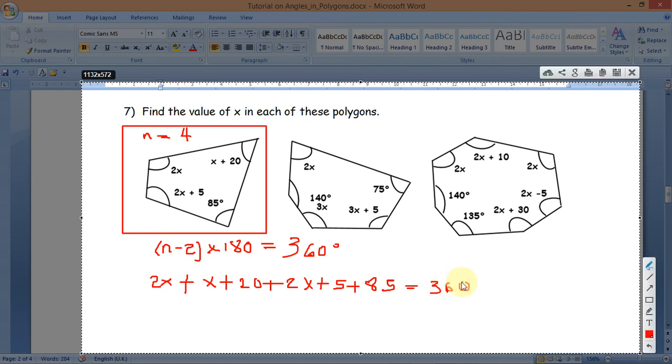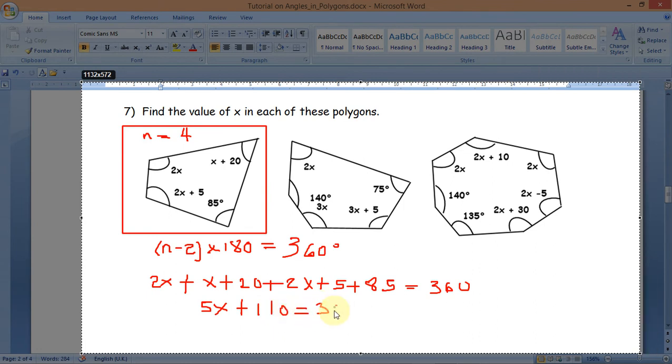I'll work with all the variables first. 2x plus x, that is 3x. 3x plus 2x, that is 5x. So I have 5x. Then sum all the constants. 85 plus 5, that is 90. 90 plus 20, that is 110. Equals 360. This time around, you make x the subject of the formula. So 5x will be 360 minus 110. Let me use my calculator to do that. 360 minus 110 is 250. So you divide both sides by 5, then x will be 50.